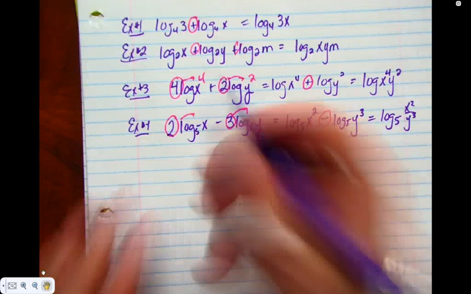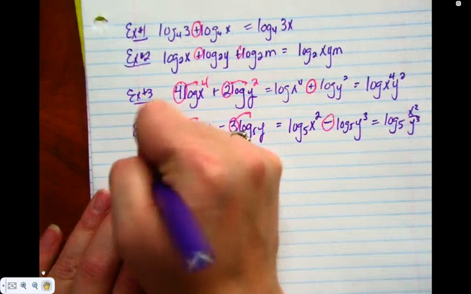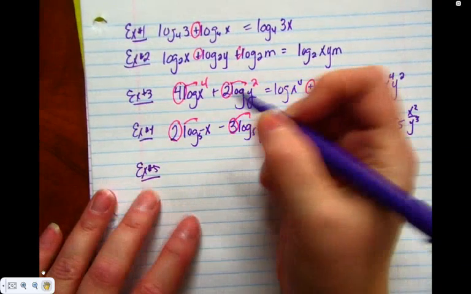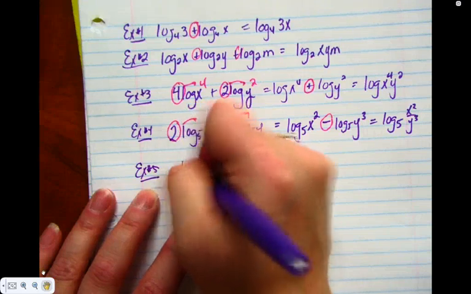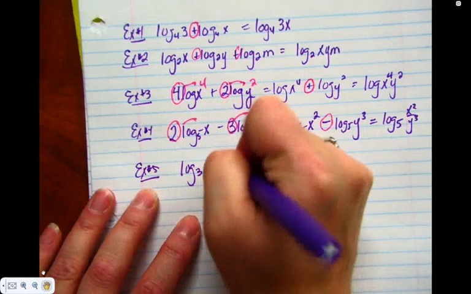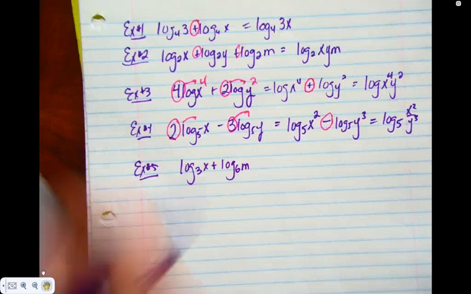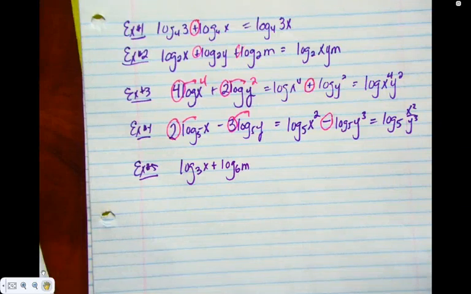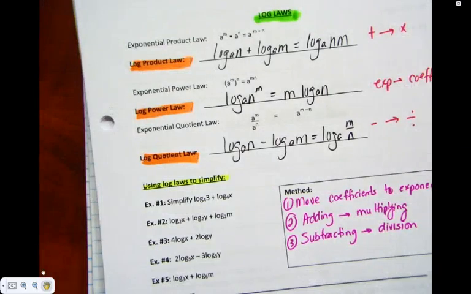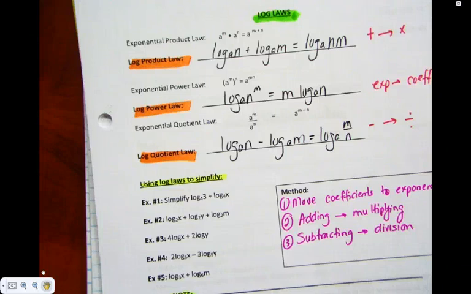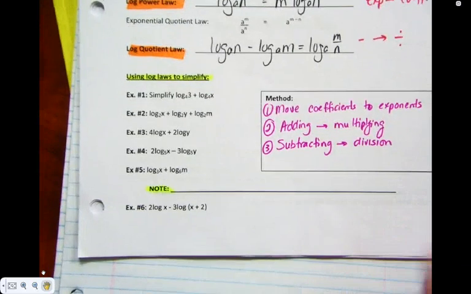Number 5. Log base 3 of x plus log base 6 of m. And there's a note after it, so clearly that's going to be important. Note. What is different in example 5 than example 1, 2, 3, and 4?